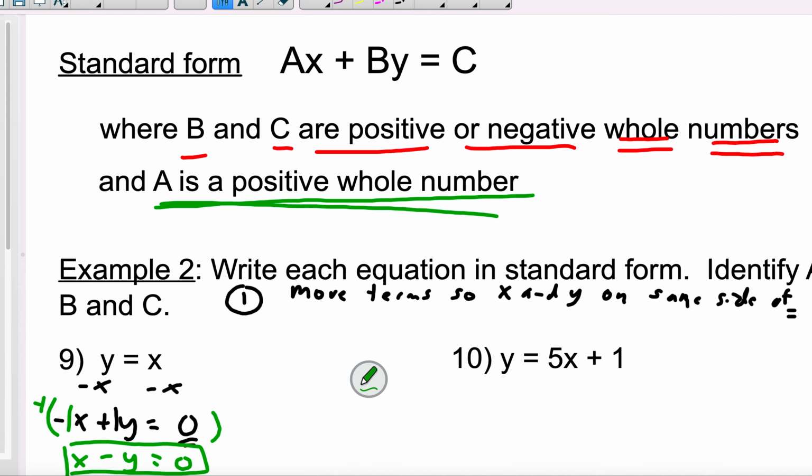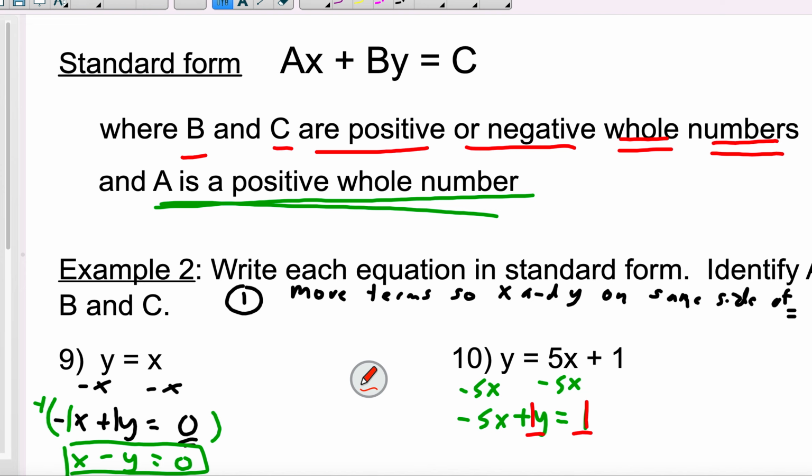Number 10. The first thing we're going to do is move the terms so x and y are on the same side of the equals. So I'm going to subtract 5x, and I get negative 5x plus y equals 1. So again, go through the steps here. Are b and c positive or negative whole numbers? Here's my b value, here's my c value. Are those positive or negative whole numbers?